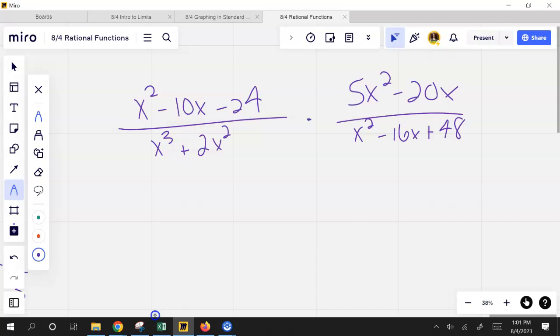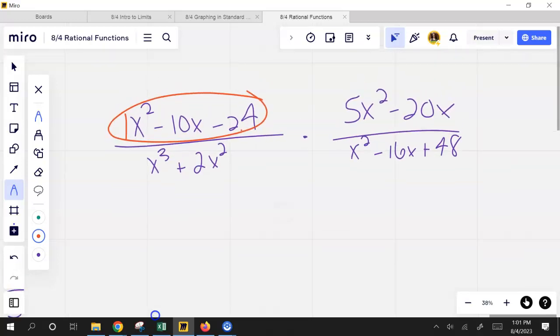All right, let's factor away, guys. I can shortcut that one because there's no leading coefficient, right? Y'all remember that? If there's a 1 in front, then the two things that multiply to negative 24 are the two factors. So what multiplies to negative 24 but adds to negative 10? 6 and 4, right? So x minus 6, x minus 4.